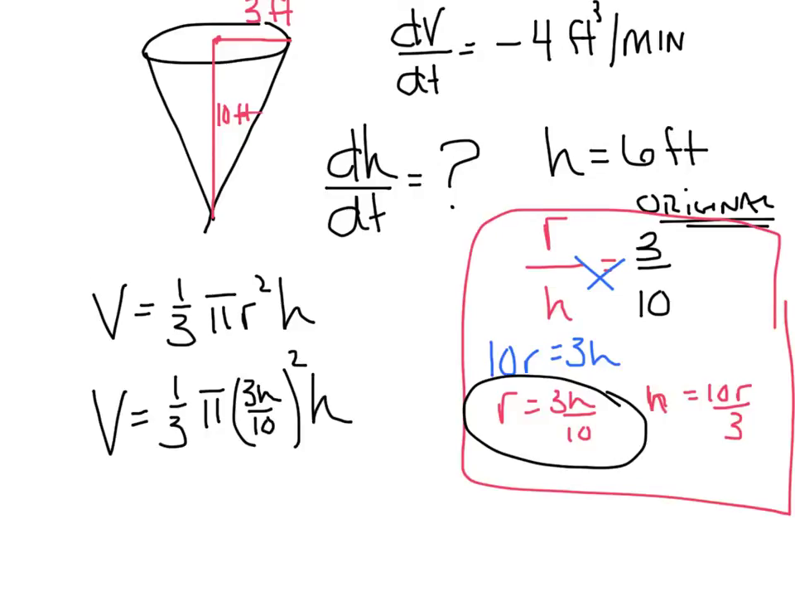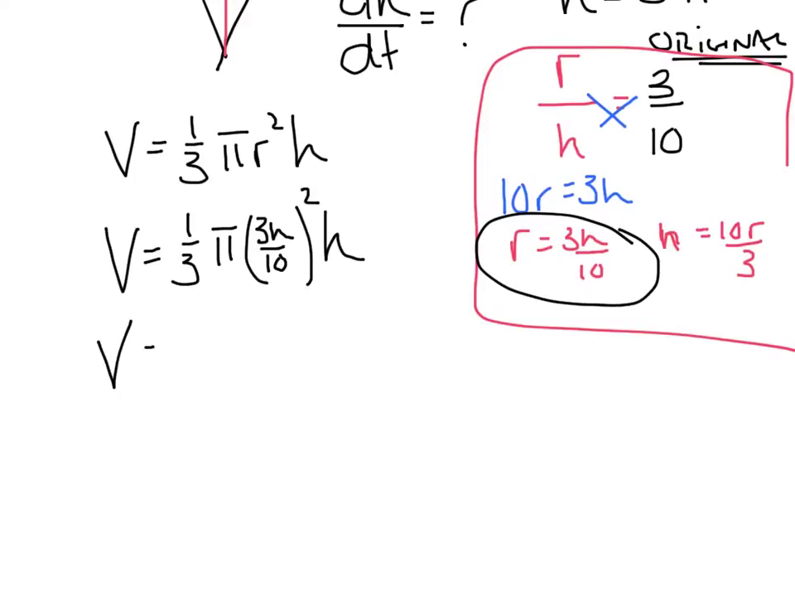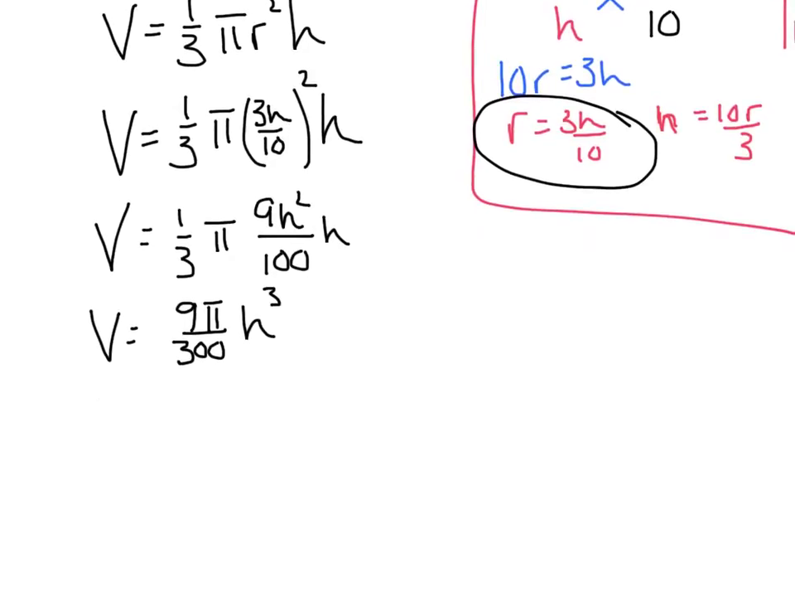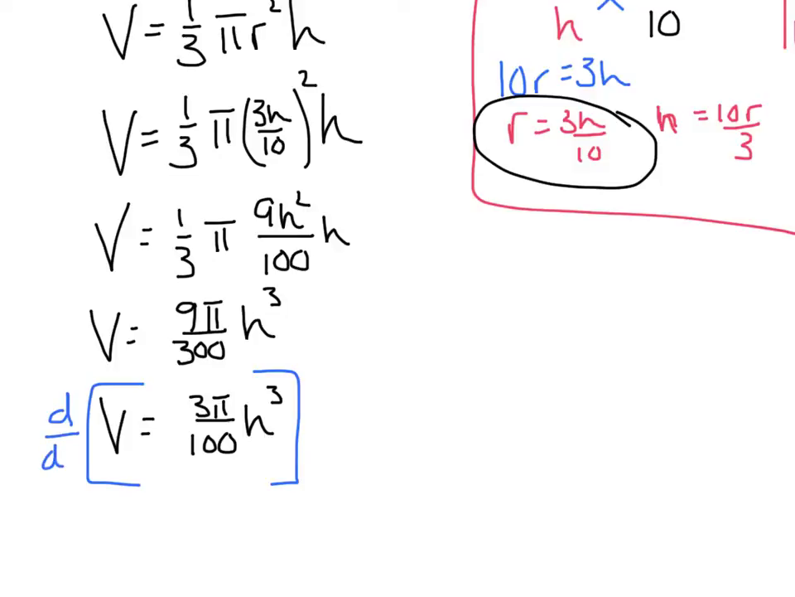Now it's just lots of cleanup. If you skip these steps, you're likely to make a million errors. This becomes pi, this becomes 9h squared over 100, h. Keep cleaning up. I'm going to say I get 9 pi over 300, h cubed. Now I think I can clean it up even further, so I'm going to say volume equals, they're both divisible by 3, pi over 100, h cubed.